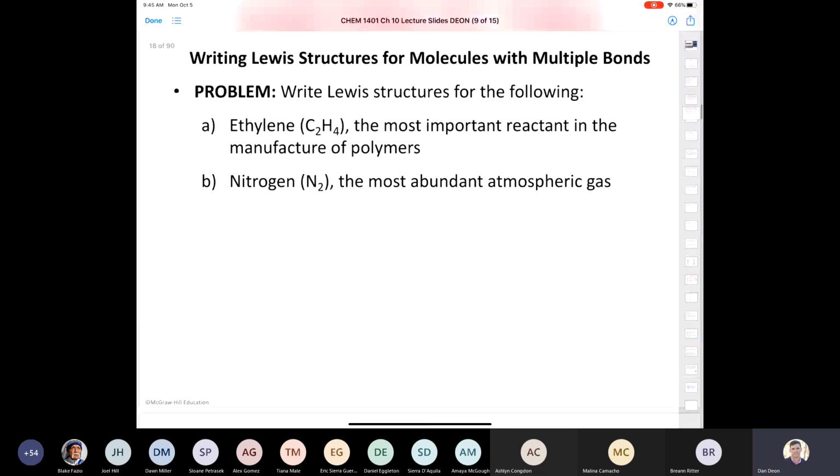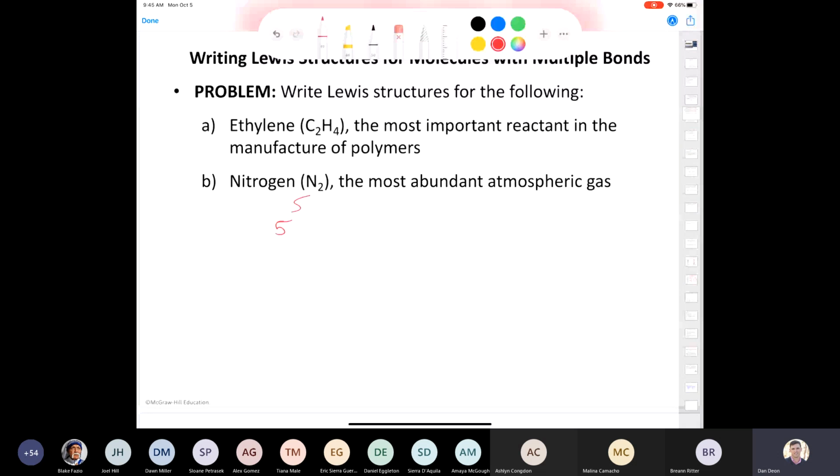Well, let's try one more. Let's draw the Lewis structure of nitrogen. I'll go over it quickly. Nitrogen is in group 5A. It's got 5 valence electrons. We get 2 of them. That equals a total of 10 electrons.